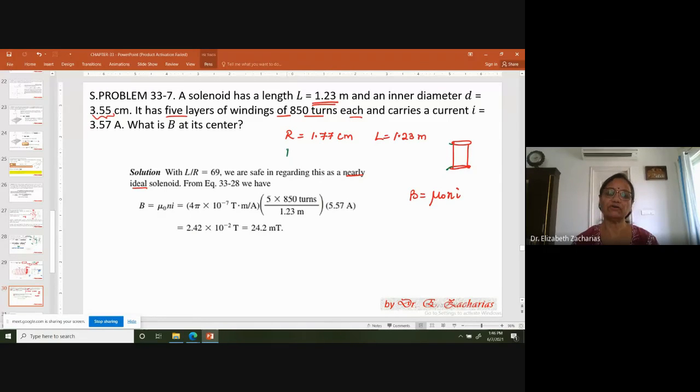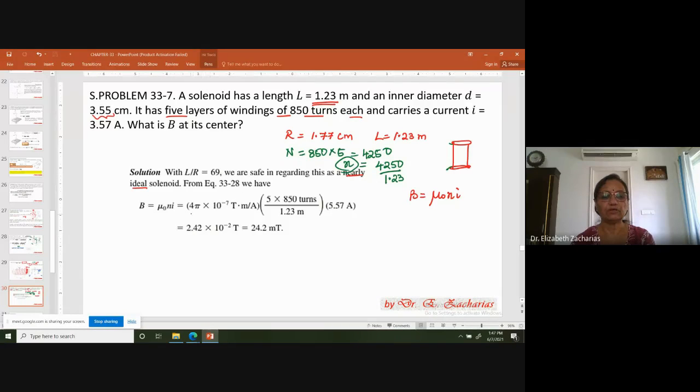So what is the total number of turns? Each layer is having 850 and 5 layers are there. So total number of turns will be 850 into 5, which is 4250 turns. But what is small n? It is 4250 divided by the length. What is the length? Length is 1.23.